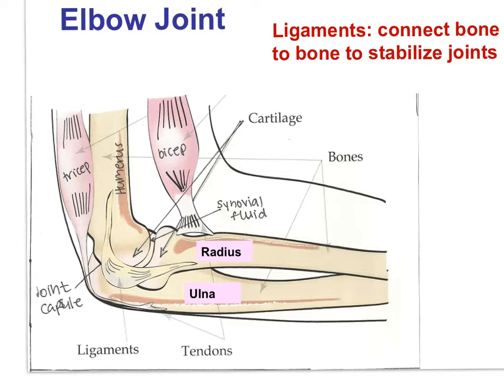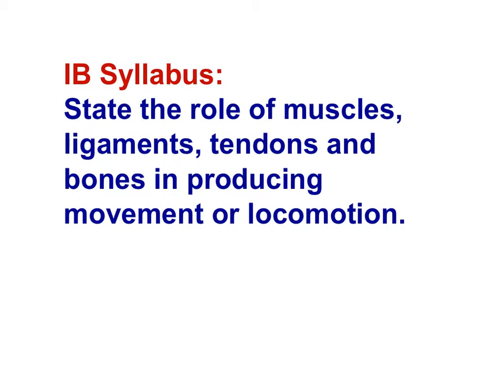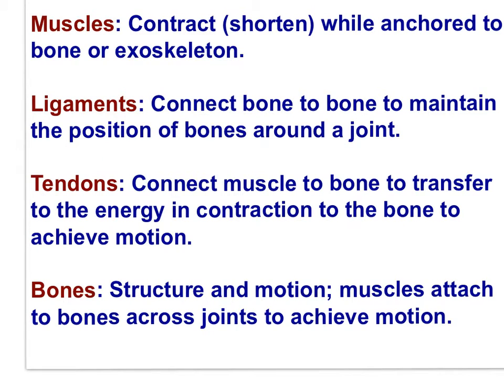This slide and the last one are good slides to study. I've covered this IB syllabus statement through the last 20 slides. State the role of muscles, ligaments, tendons, and bones in producing movement or locomotion. Here are the roles of muscles, ligaments, tendons, and bones in writing. You can study this slide on your own.